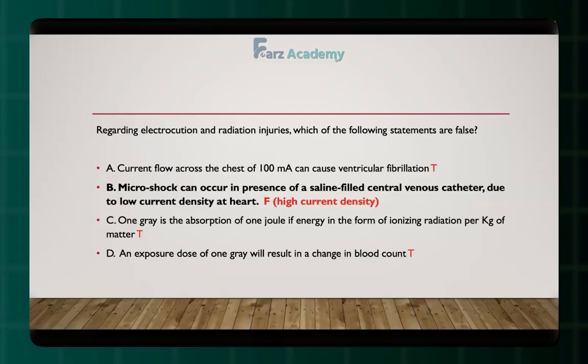1 Gray is the absorption of 1 joule of energy in the form of ionizing radiation per kg of matter. That's true. And an exposure of 1 Gray will result in change in blood count. That's also true. So the answer is B in this case.